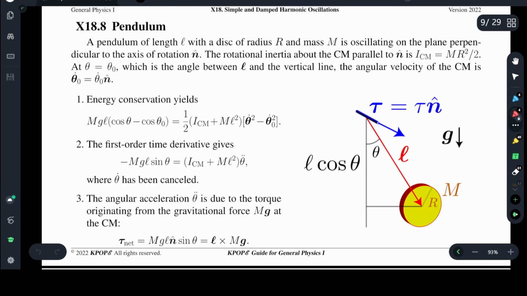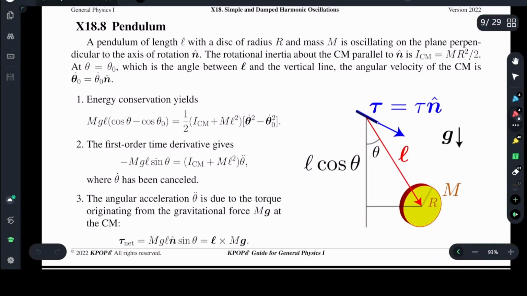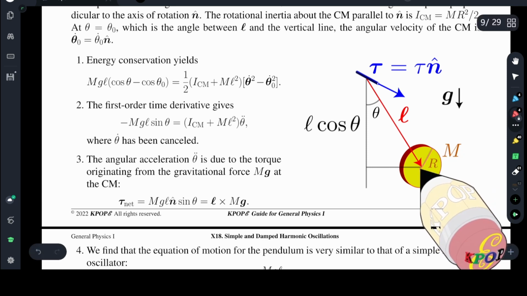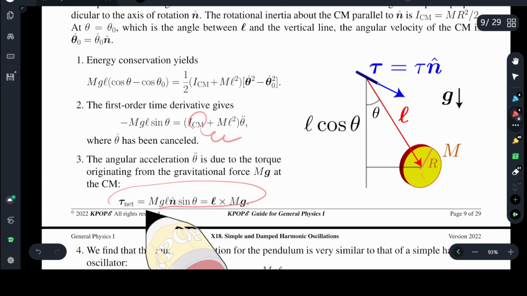Next, we consider the pendulum. The pendulum problem can also be solved in a similar manner. In fact, we derived these relations by making use of energy conservation and by taking the time derivative, then dividing both sides by theta dot, we obtain the equation of motion. If we neglect the radius of this, then this one disappears and we obtain the torque equation.